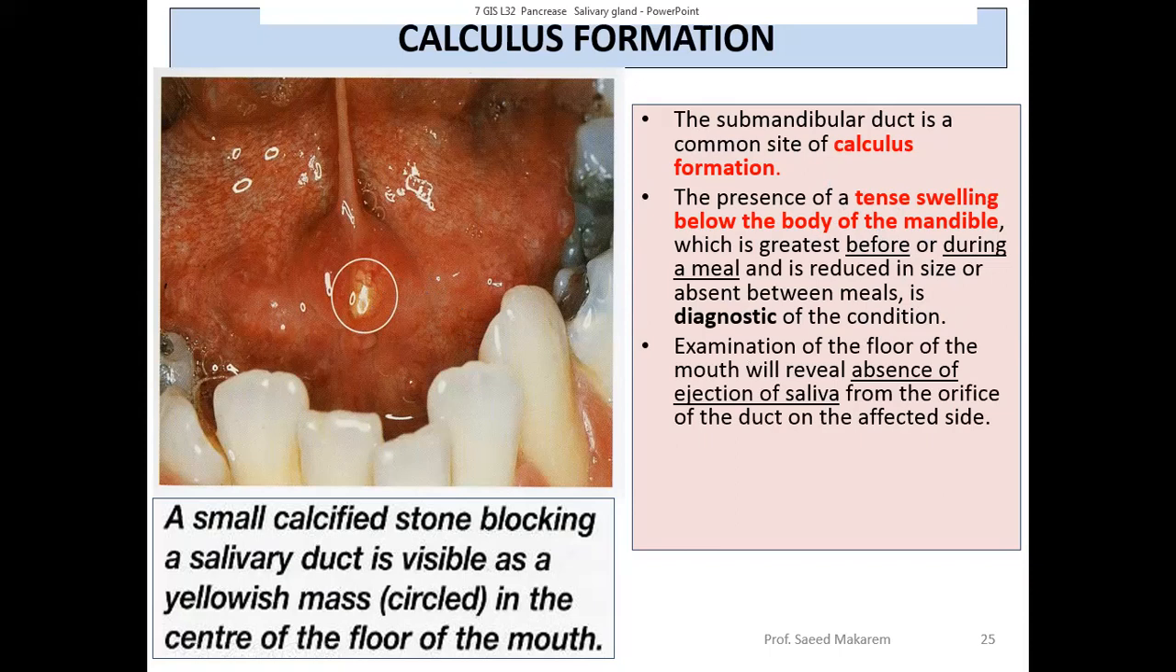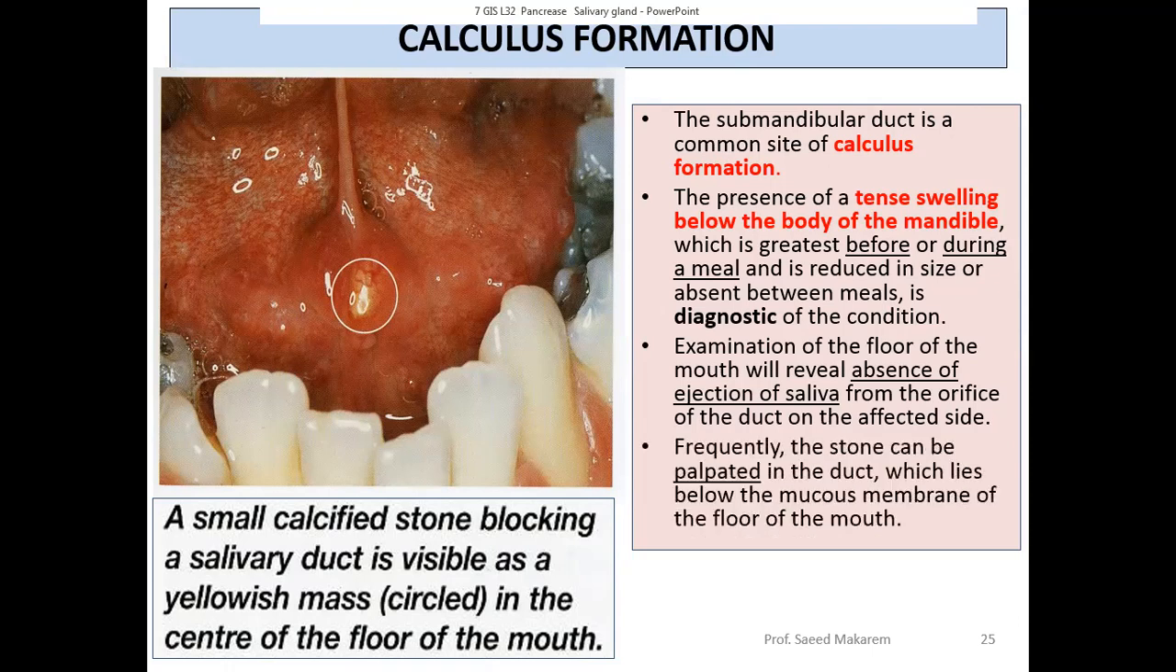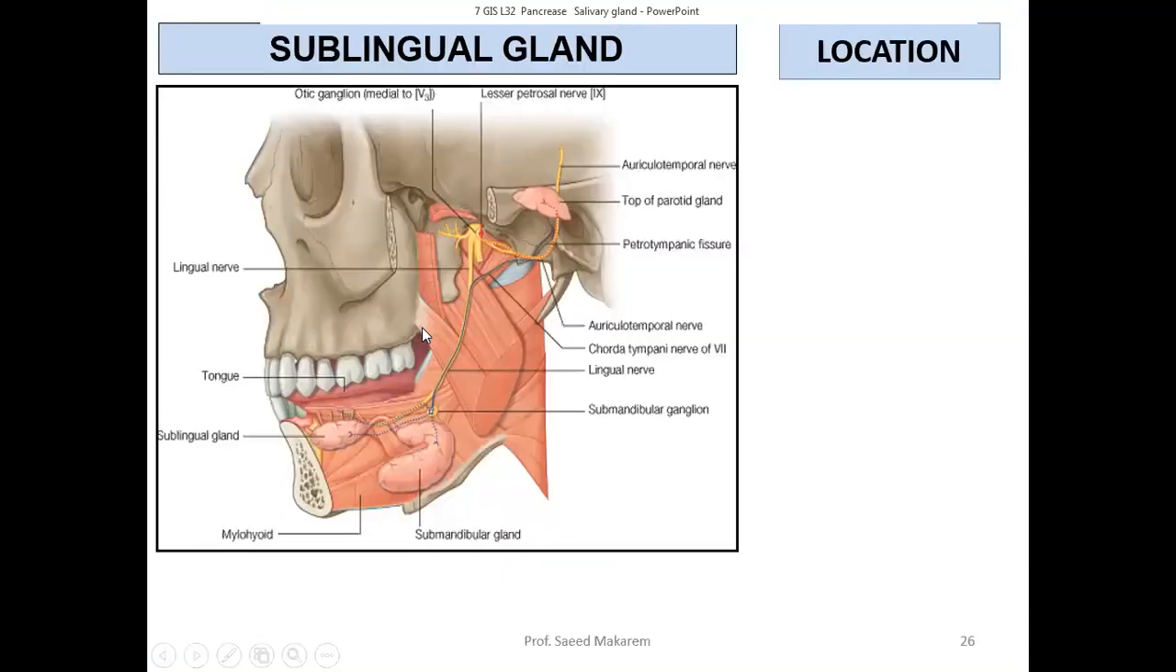Examination of the floor of the mouth will reveal the absence of the ejection of saliva. Normally, if it is intact, then there will be secretion of saliva. But if this is blocked, then you can see the absence of the ejection of saliva from the orifice of the duct. Frequently, the stone can be palpated in the duct, which lies below the mucous membrane. So if you put a finger on the floor of the oral cavity and try to feel, you can easily feel the calculus.